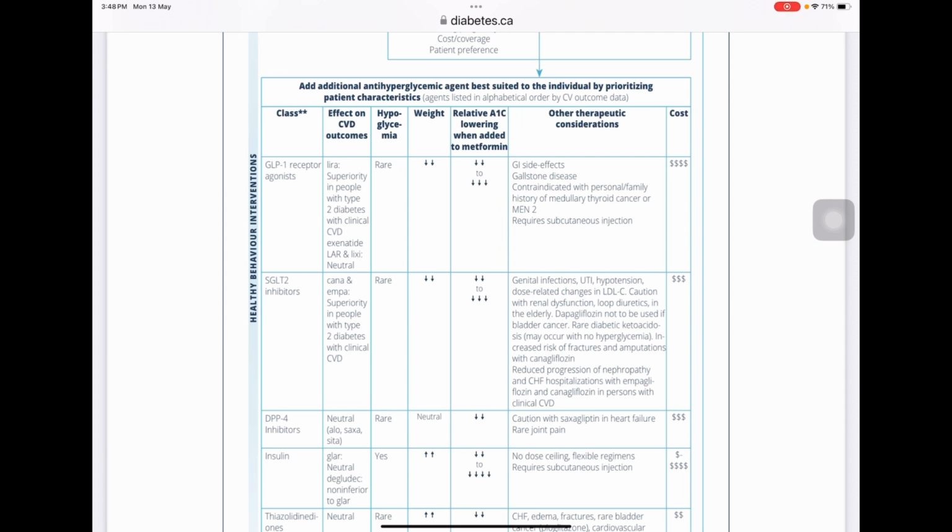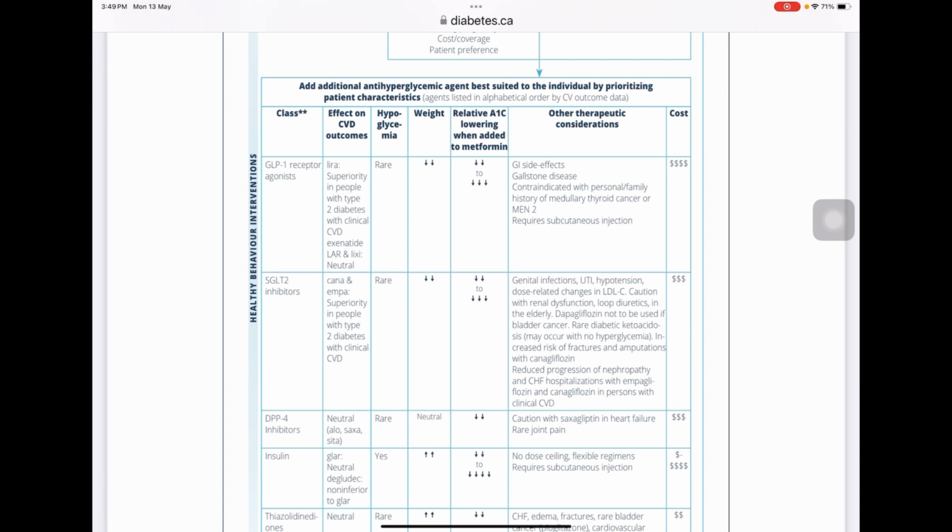So Ozempic is available in the form of an injection, but the cost is very high. You see, there are 4 dollar signs for the cost, so that means it is very expensive. Side effects are gallstones, and it is contraindicated in MEN2 and medullary thyroid cancer. It lowers the HbA1c by a very good amount, like it's literally 2 to 3 downward arrows.